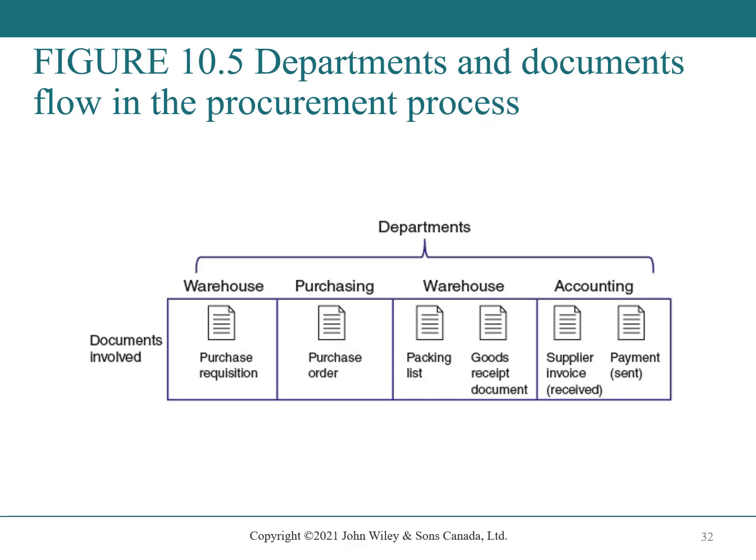We see across the bottom the documents involved: a purchase requisition, a purchase order, a packing list, goods receipt document, supplier invoice received, and payment sent, as it flows through the various departments, starting with the warehouse, purchasing, back to the warehouse, and to accounting.